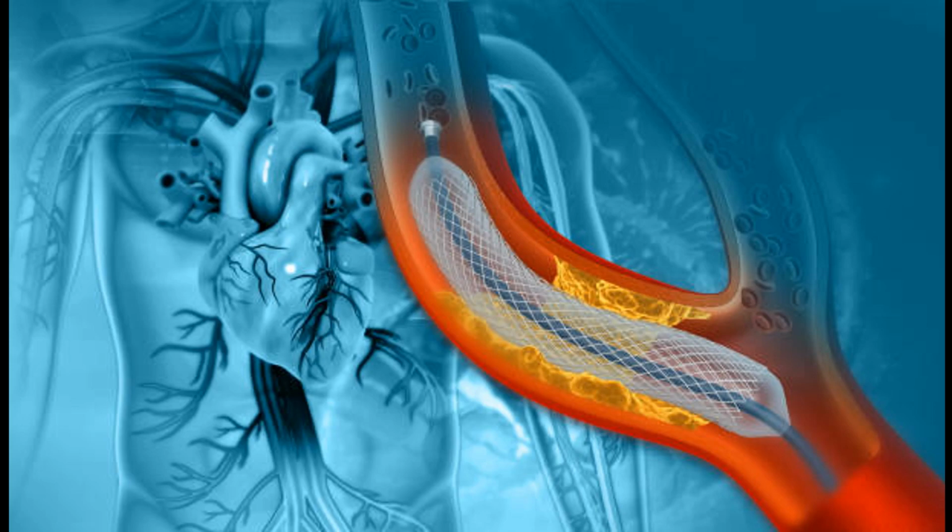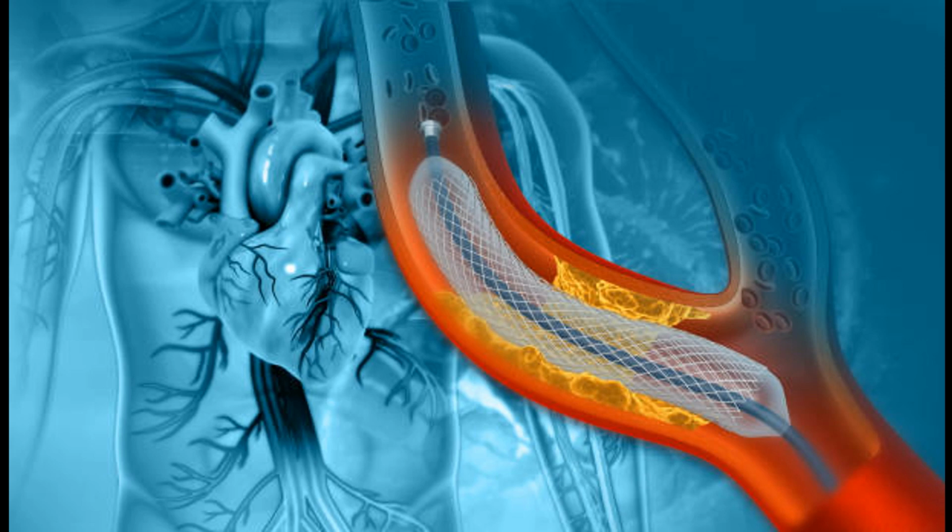Angioplasty is a medical procedure used to treat narrowed or blocked blood vessels, usually arteries, by widening the narrowed area. This procedure is commonly performed in coronary arteries to address conditions like coronary artery disease. Here's a step-by-step breakdown of how an angioplasty is typically carried out.